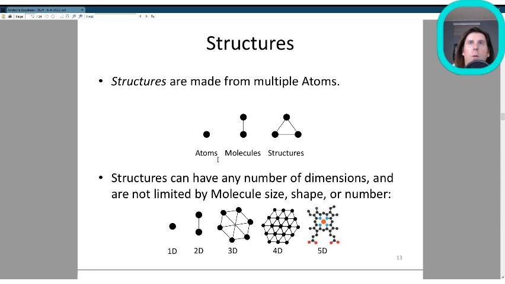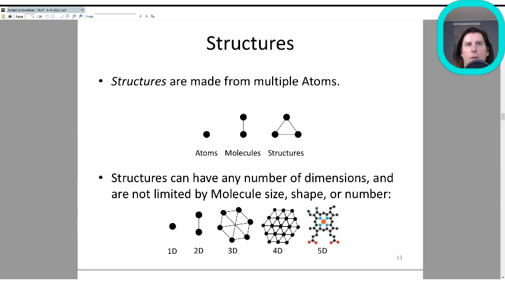Structures are made from multiple atoms. This is where that 1, 2, 3 principle comes in: atoms and particles, molecules and lines, structures and triangles. It's saying that you make stuff from lots of more complicated stuff. You take 1 atom and put 2 molecules together and make a structure. The idea is that you're going to be making bigger, more complicated shapes with small, simple building blocks.